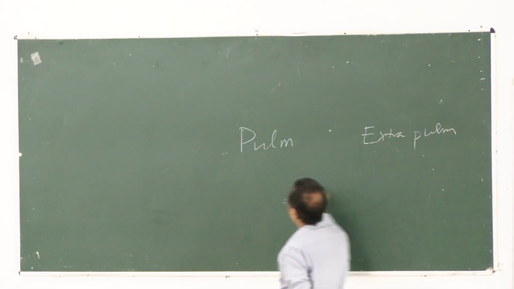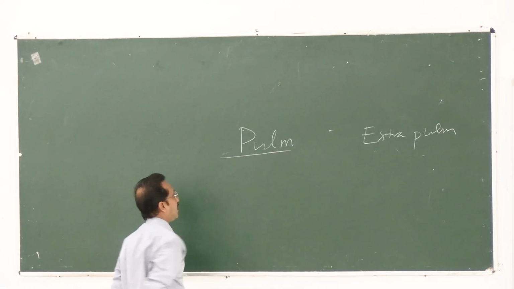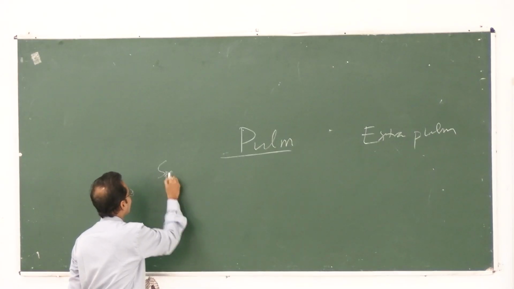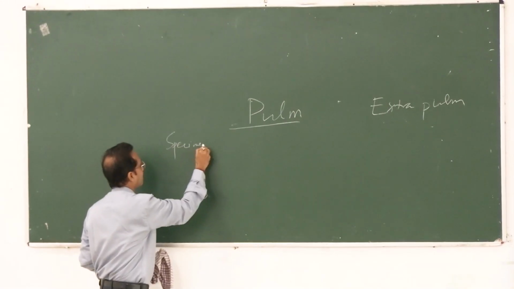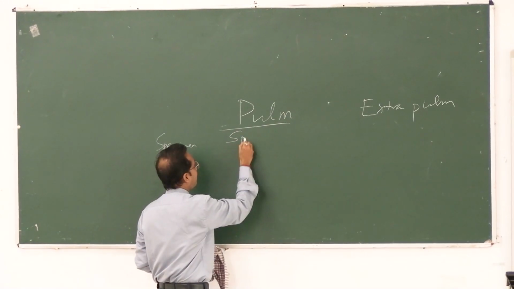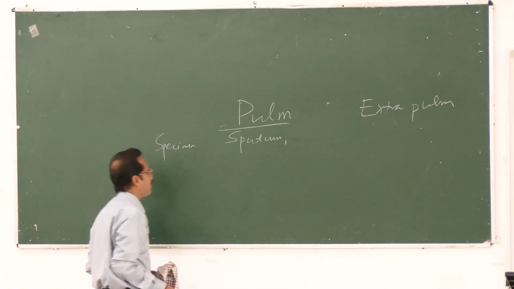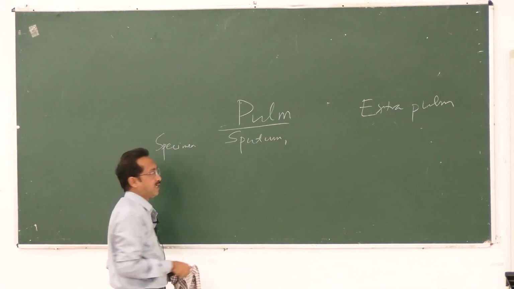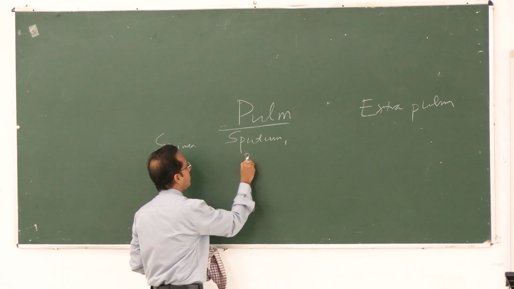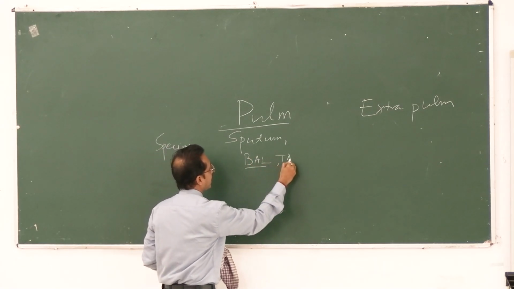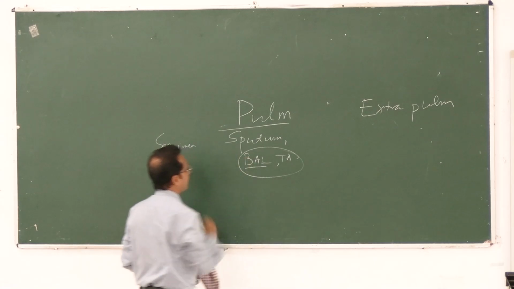So pulmonary tuberculosis, what is the common specimen you should take? First, about the specimen: sputum. If the patient is intubated or in ICU, bronchoalveolar lavage or tracheal aspirate can be taken as a respiratory sample.